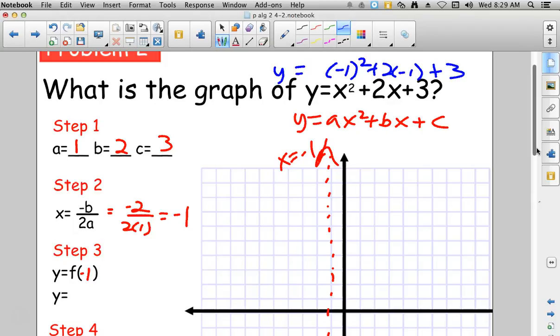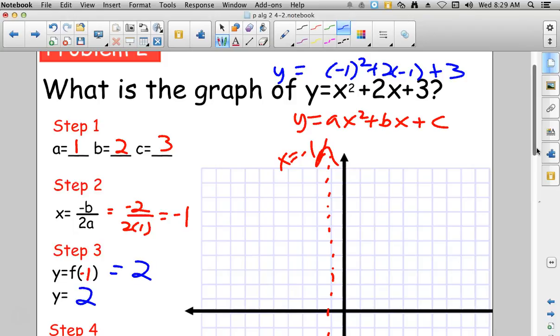And then just follow the order of operations. So we do the powers first. This would give us 1. 2 times negative 1 is negative 2. 1 plus negative 2 is negative 1. Negative 1 plus 3 is 2. So our y value is 2.